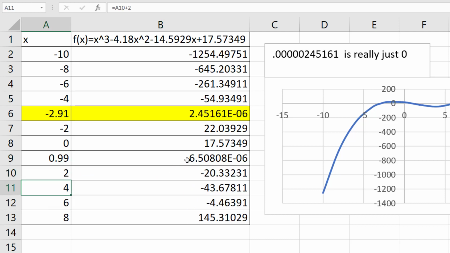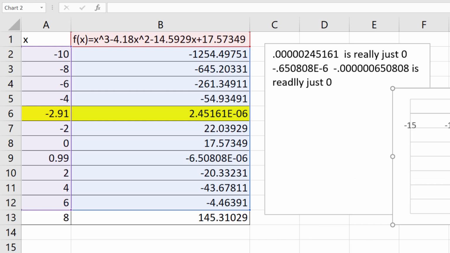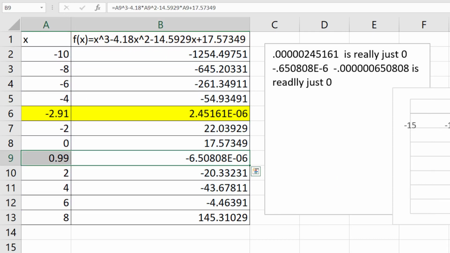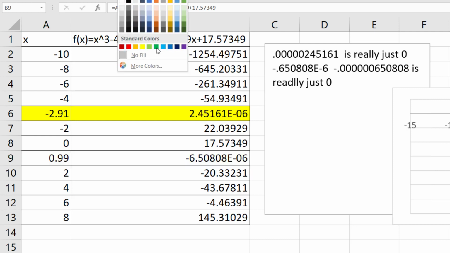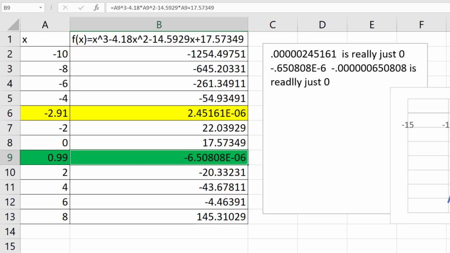Again, this number in Excel, negative 6.50808E negative 6, really means negative 0.000000 0808. That's a lot of zeros. And that is really just 0. It's just Excel's rounding. So here is another x-intercept. When x is 0.99, the y value is 0.